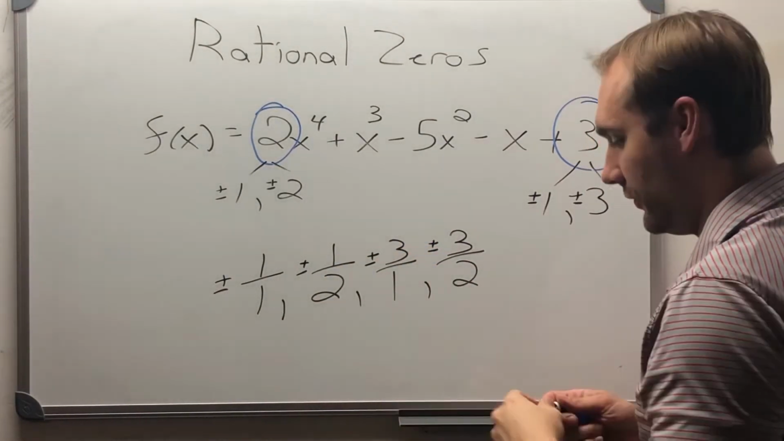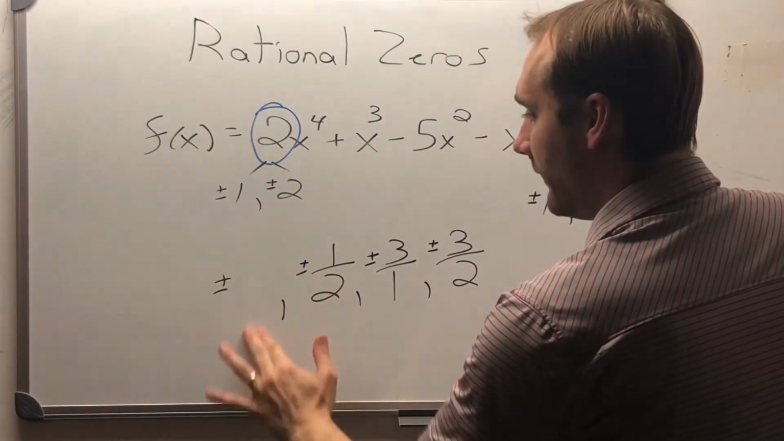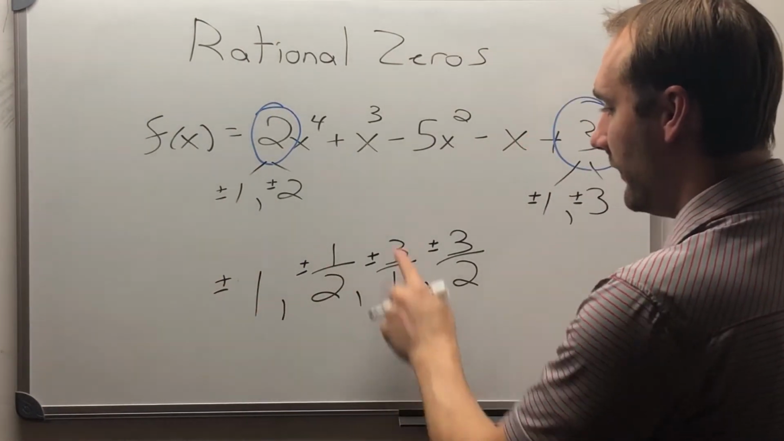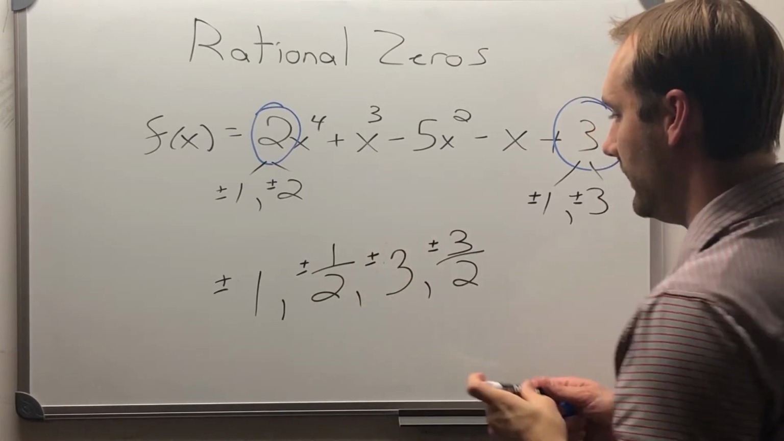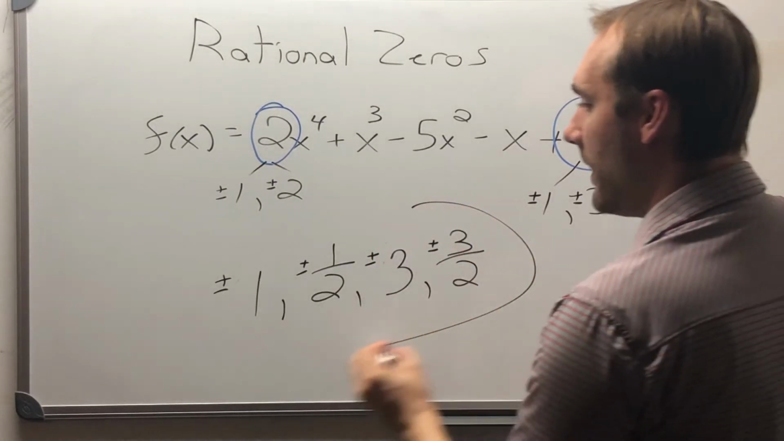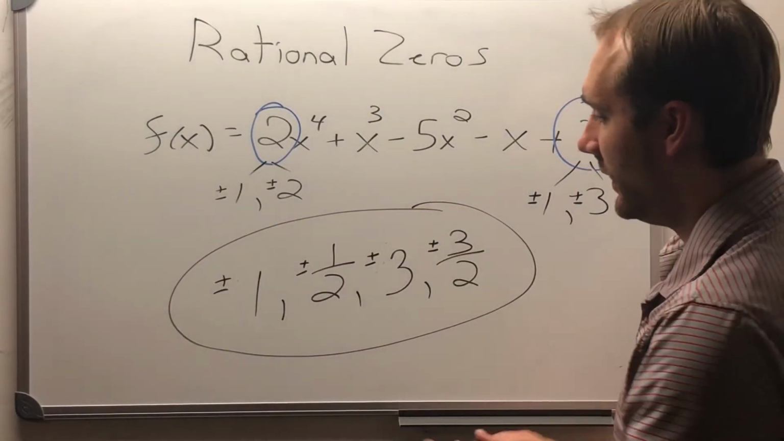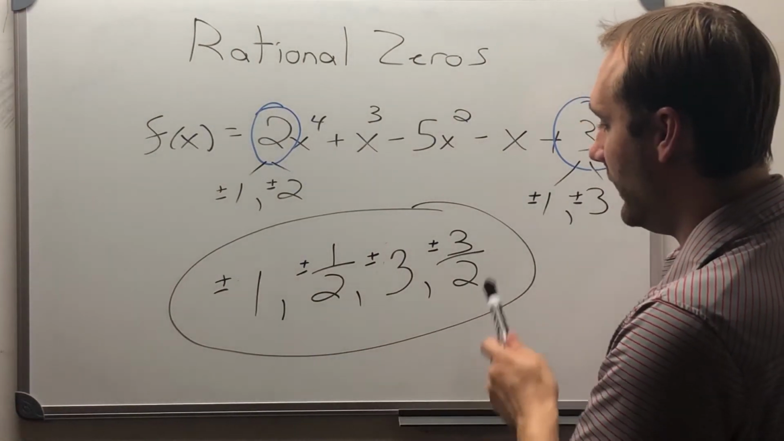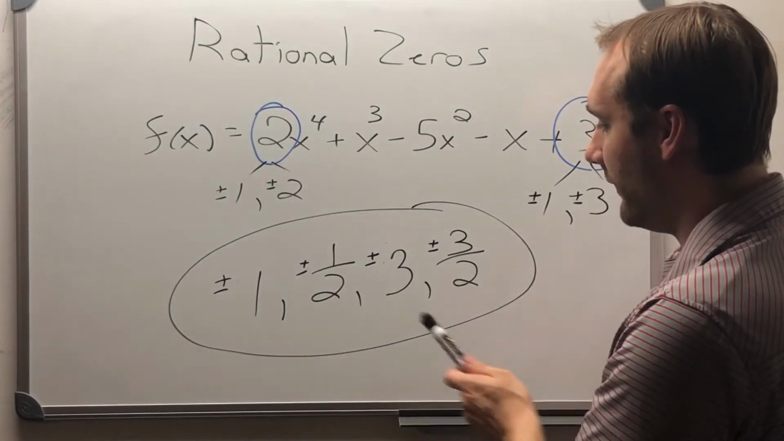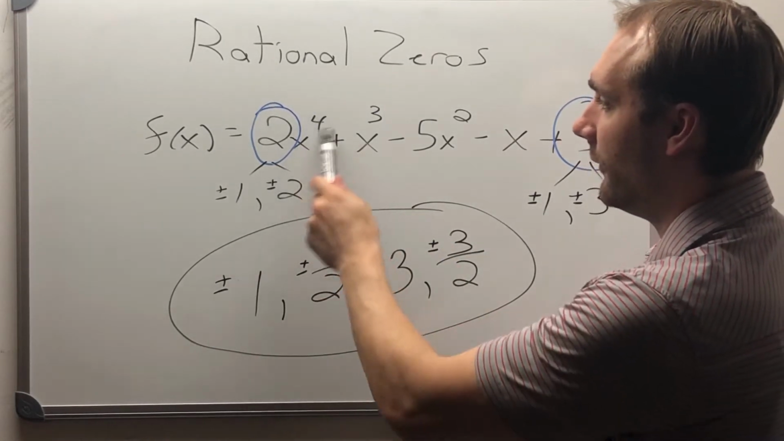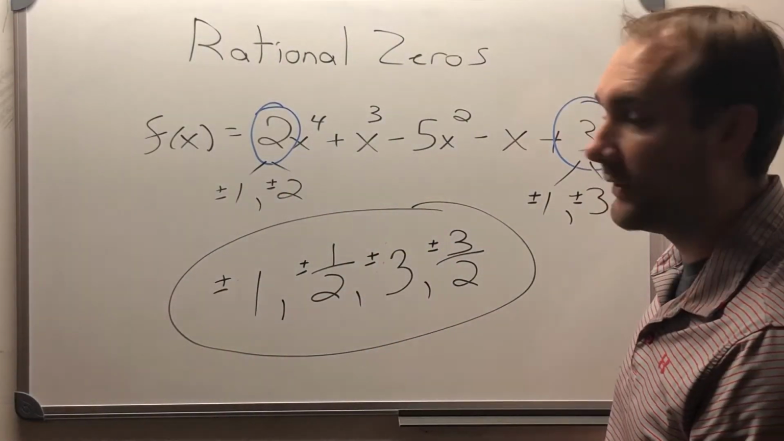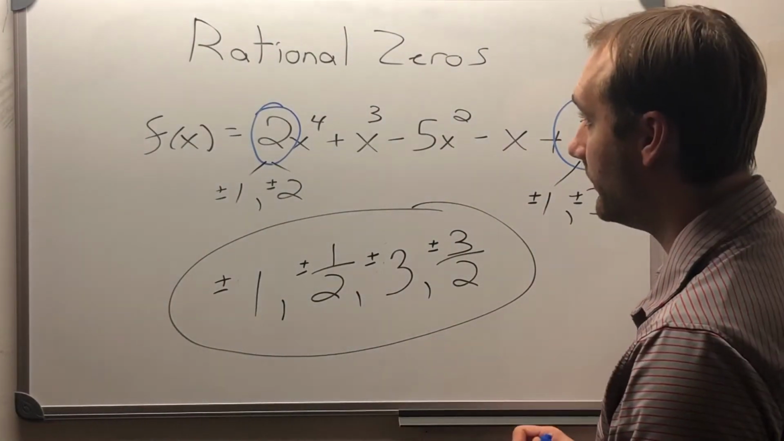And now I just need to simplify. 1 over 1 I can simplify to 1. I'll leave this as 1/2, and 3 over 1 reduces to just a 3, and I'll leave 3/2. So all my possible zeros here, I have 1, 1/2, 3, 3/2, -1, -1/2, -3, and -3/2. Somewhere within these 8, I'm looking for 4 zeros. Now again, some of them could be imaginary.